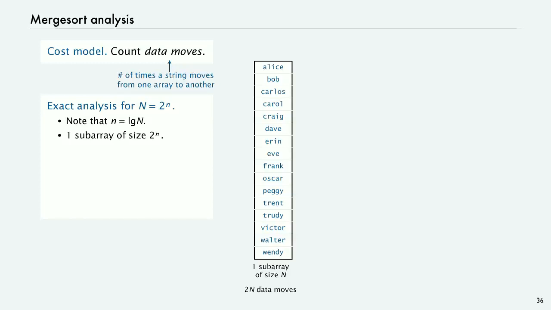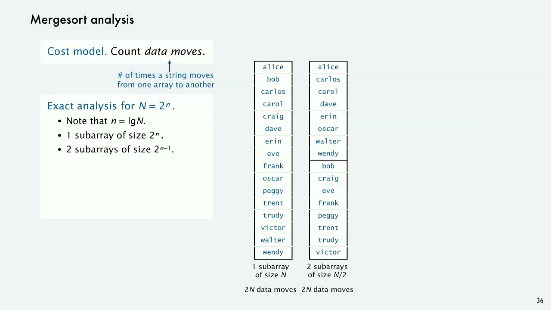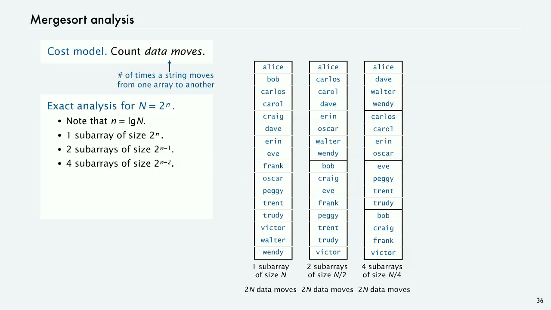And we start out with an array of size 2 to the little n, and we split it in half. We have 2 arrays of size 2 to the little n minus 1. Divide 2 to the n by 2, you get 2 to the n minus 1. And split all those in half, you get 4 subarrays of size 2 to the n minus 2. Now, if you look down at the bottom, it does the calculation of how many data moves you do. Well, at the beginning, you do a merge of 2 things of size N over 2 into the auxiliary array, so that's N data moves, and then you move them back. So it's 2N data moves.